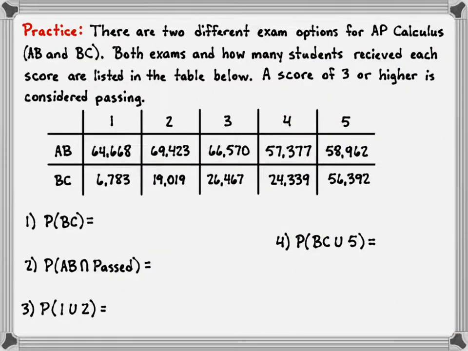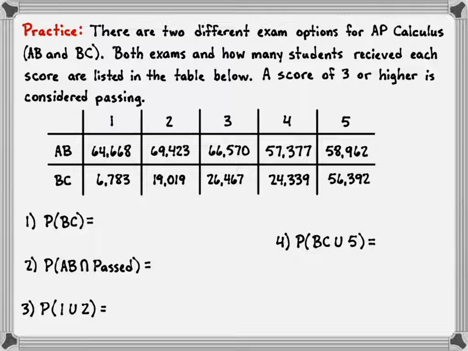Let's go ahead and take a look at a last example here. I like tables because it helps us understand things in a little bit more concrete way. There are two different exam options for AP Calculus, AB and BC. Those are two AP tests that a student could take. Both exams and how many students received each score are listed in the table below.